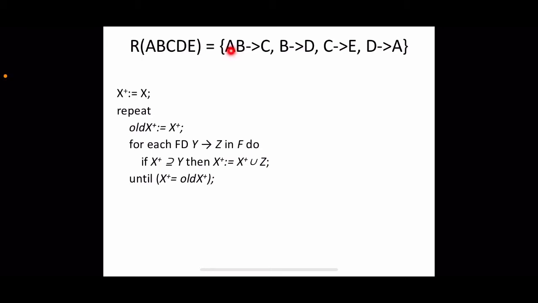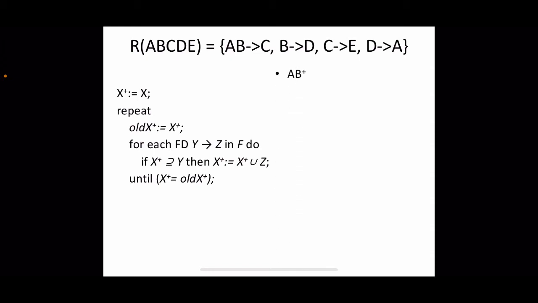A, B determines C, B determines D, C determines E, and D determines A. Okay, so we have to take each and every dependency, and then we have to find the closure of this attribute set. So let us first take the first dependency, that is AB determines C, and we have to take the left hand side, that is AB. So our X is now AB. So you have to find the closure of this AB.